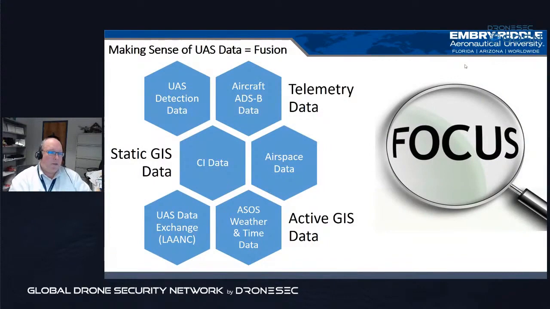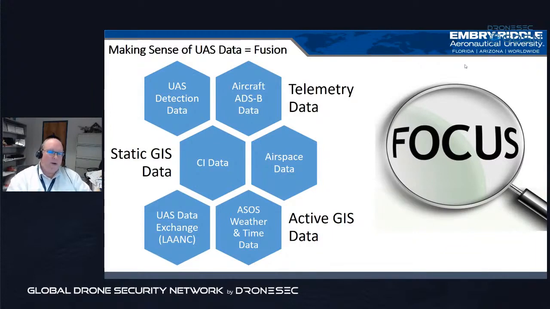The last thing I want to talk about is really how we use data. And when we look at data, we really try to leverage the most out of that data by integrating 3 different types of information. One is telemetry data. This would be information from UAS detection sources. In other words, what is the UAS doing? We also integrate aircraft or ADS-B data. So again, another form of telemetry. And then we integrate that with static GIS data. That might be critical infrastructure location, airspace data, data that basically doesn't change, it's static.